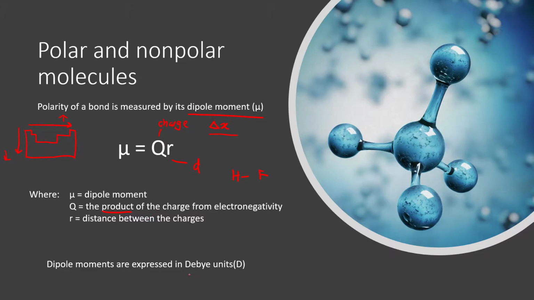Okay. Dalam soalan, dalam buku, dia orang akan express dipole moment in dBs. Sometimes 0.1 ke ataupun 2.0 dBs ke. Okay. The higher the value of dipole moment, contohnya 2 dBi berbanding dengan 0.1 dBi, okay, this means that between the atoms, contohnya H and F, the electronegativity difference is higher.